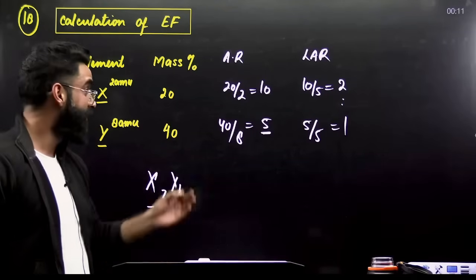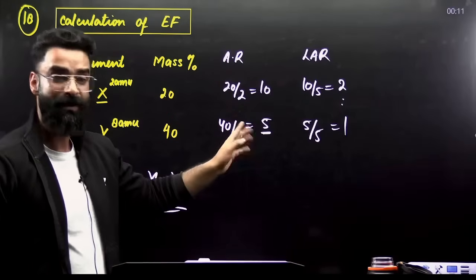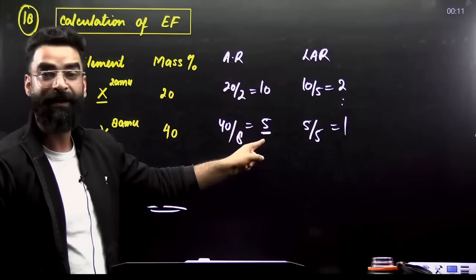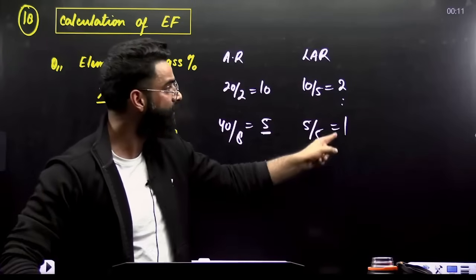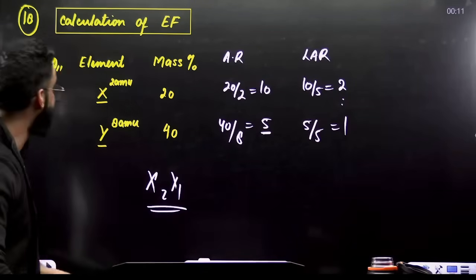So what you have to do is, first of all, divide the mass percentage by the respective atomic masses. You'll get the atomic ratio. The one that is lesser in value, divide both of them by that lesser value. You'll get the least atomic ratio. And from the least atomic ratio, what do you get? You get the empirical formula. As simple as that.